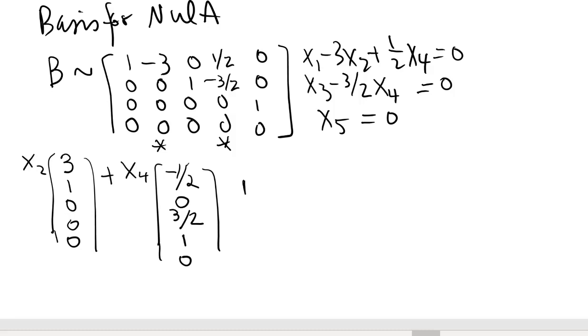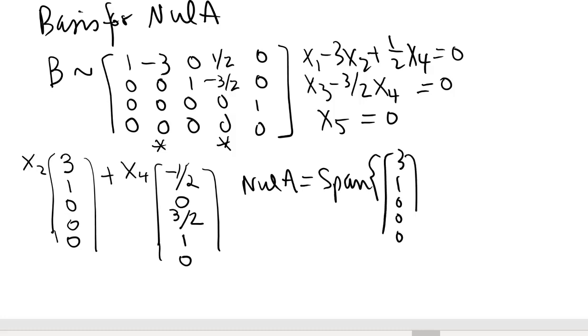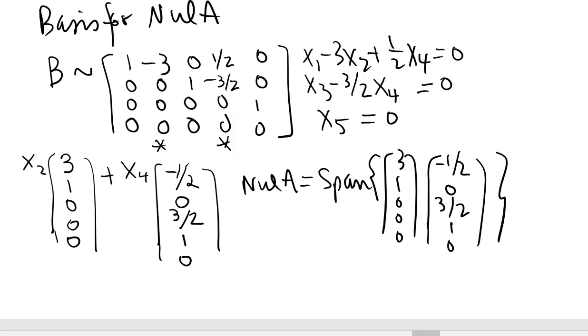So null of A is equal to the span of these vectors. They're both in R5 because there's 5 columns, and they form a basis because they're linearly independent.